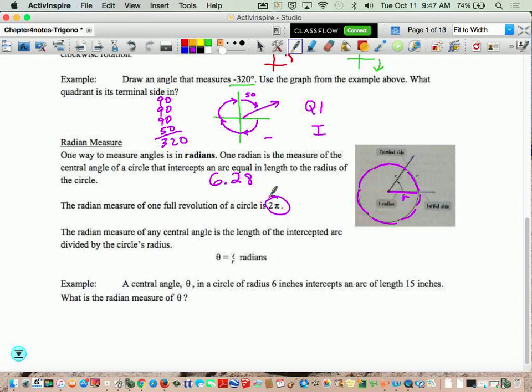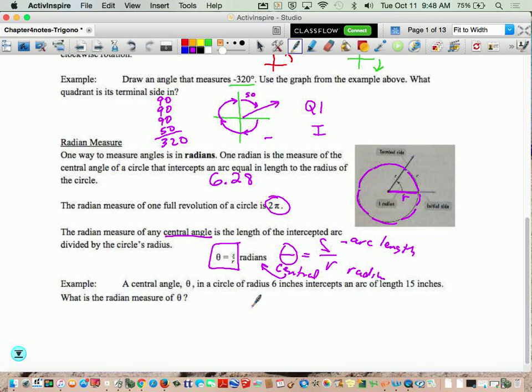The radian measure of any central angle is the length of the intercepted arc divided by the circle's radius. So this formula, kind of tough to see, is theta equals s over r, where s is the arc length, and r is obviously the radius, and theta is the central angle, but it has to be in radians at all times. Whenever you do these problems, we're going to be in radian mode. Otherwise, you have to do a conversion, which you might remember from your geometry days. We can talk about that later.